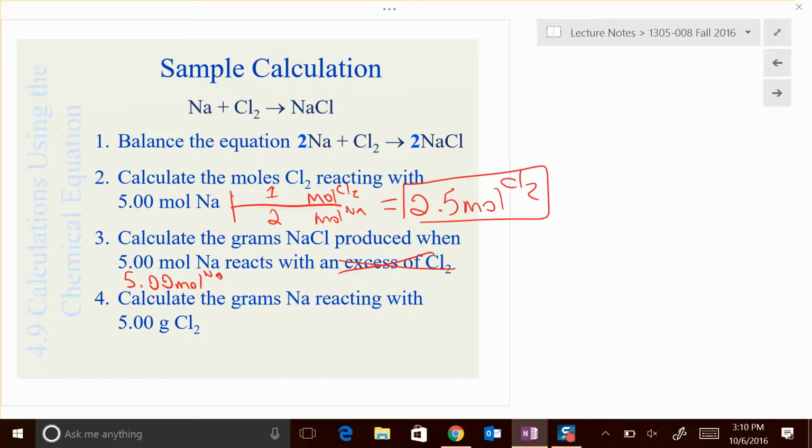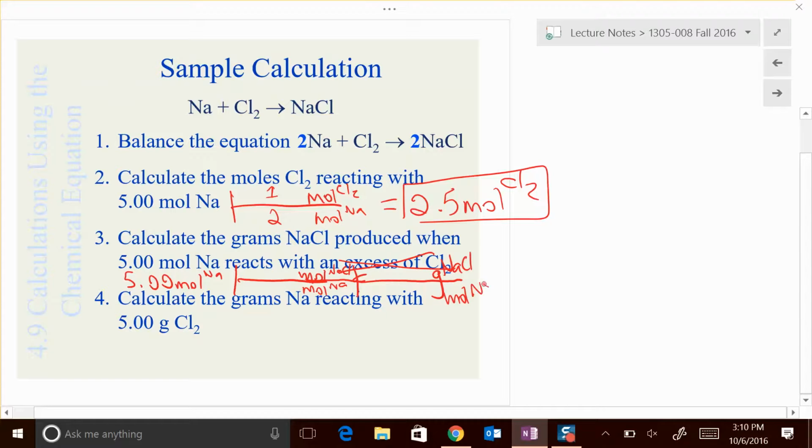Okay, so I'm going to start here, 5 moles of sodium. I'm going to convert that to the moles of sodium chloride from the moles of sodium. And then I'm going to convert it to the grams of sodium chloride from the moles of sodium chloride. Okay? So those are going to be the processes I will follow. What number goes on the bottom here? 2. What number goes on top?